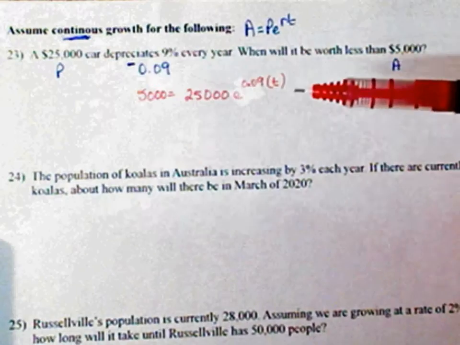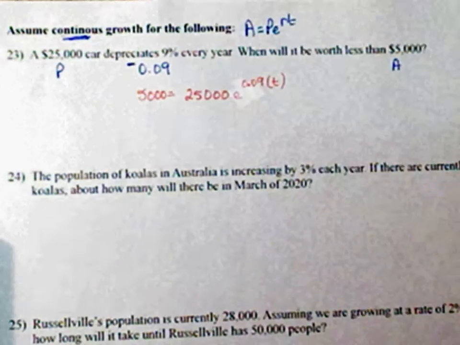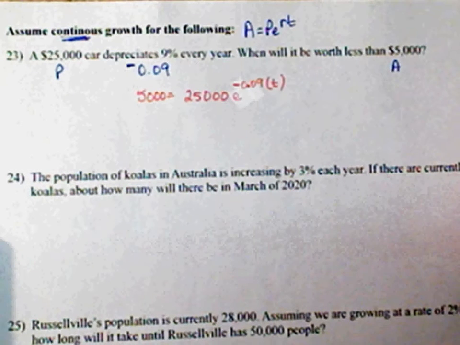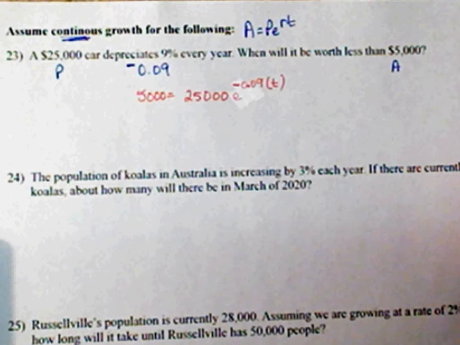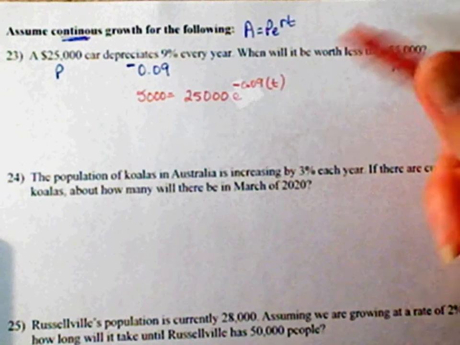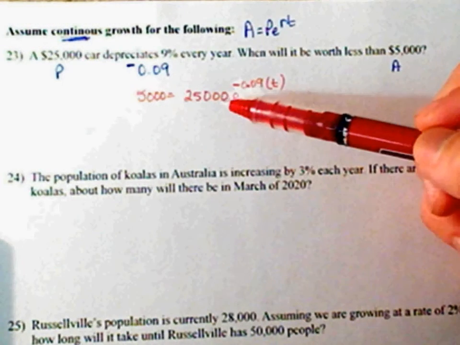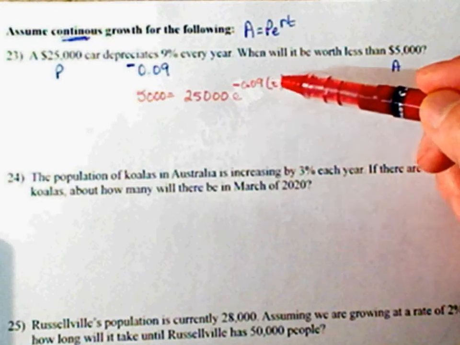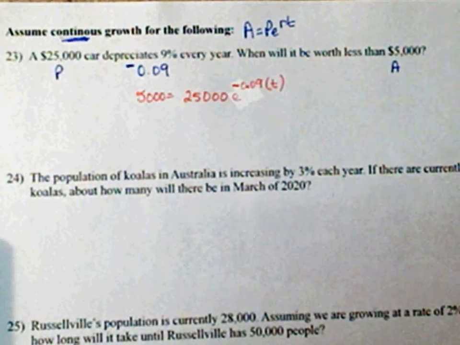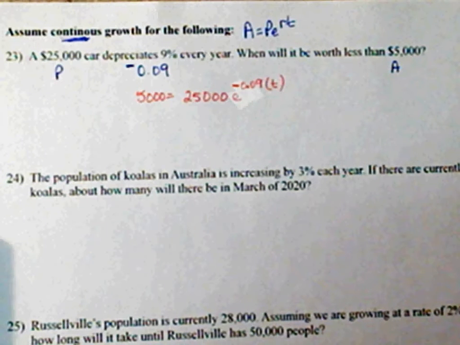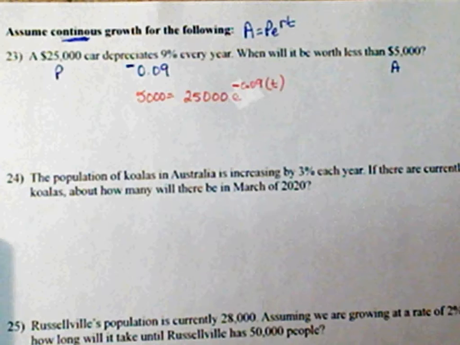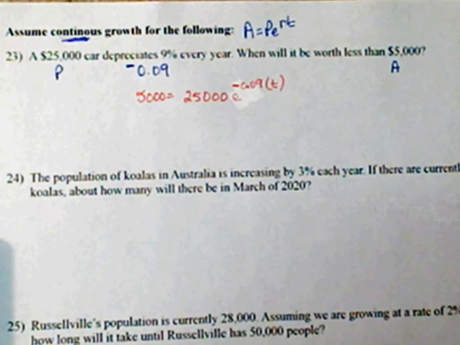Here's your principal. A $25,000 car depreciates. So that means you're going to go down every year. When will the car be worth less than $5,000? There's your final balance. So here I have set up your A is equal to 25,000 times e raised to the negative 0.09t. Okay? You can do this by calculator and finding the intersection, or you guys know a little bit about logs now from radioactive decay. I would do it this way.